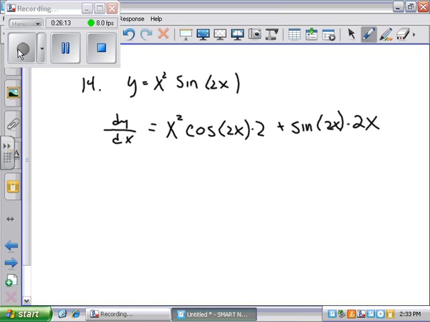So what was pulled out? Yeah, they pulled out 2x. They have x cosine of 2x plus sine of 2x, which is there, just the order is switched. Choice E.